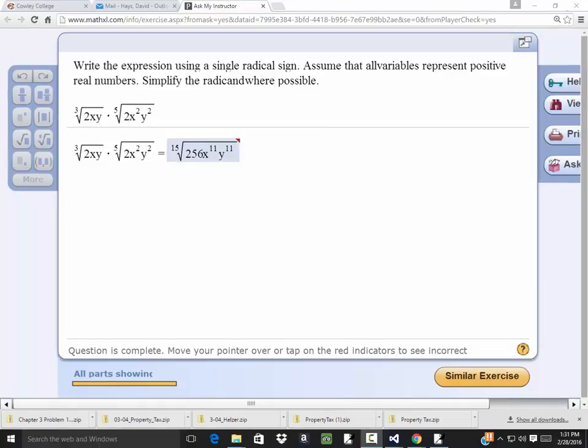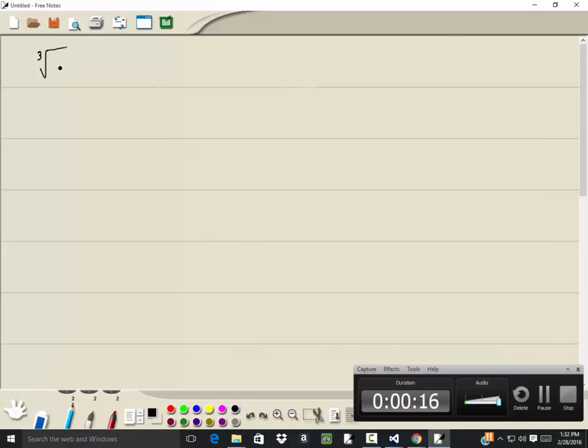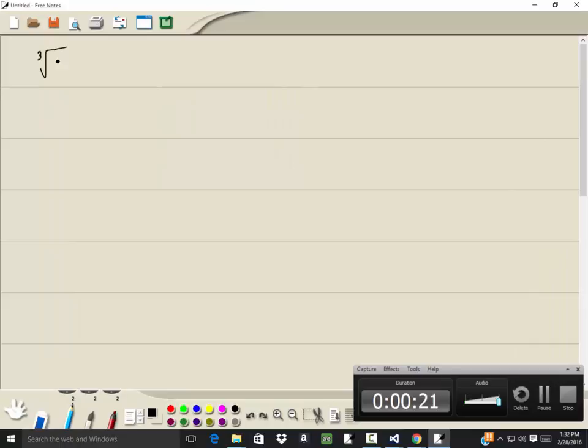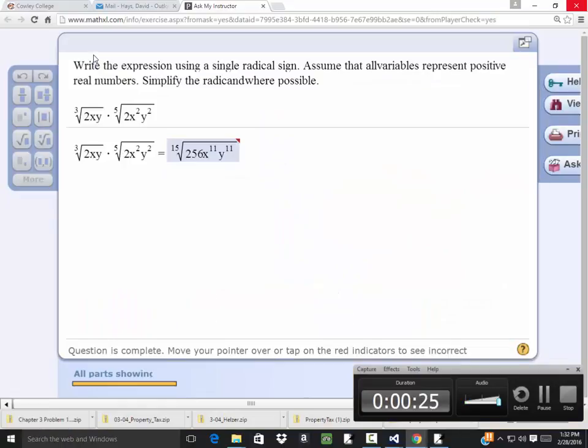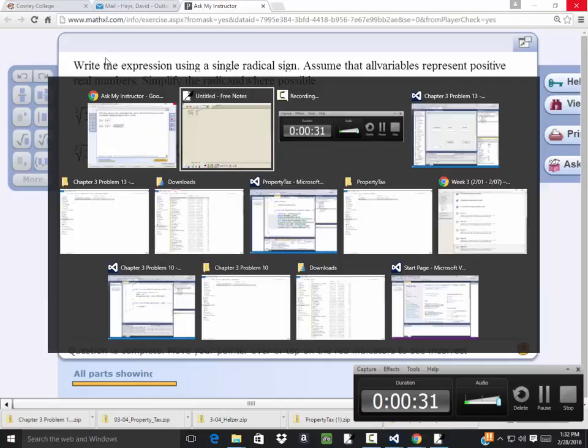Let's take a look at this problem. We get the cube root of 2xy times the fifth root of 2x squared y squared.